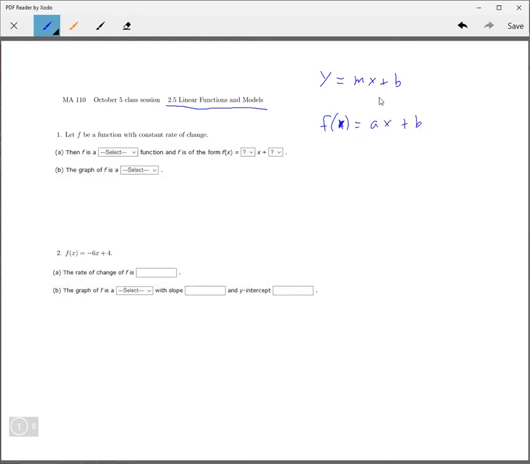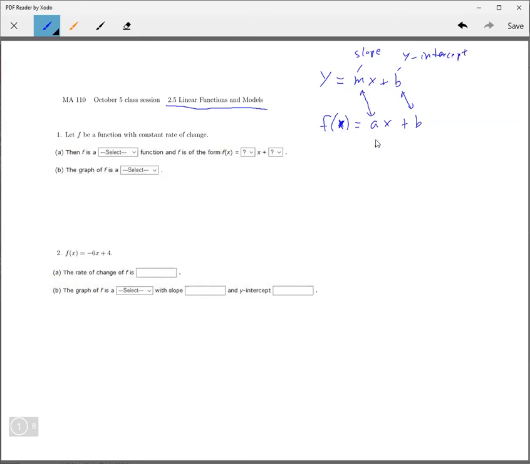Now, with a linear function, the slope m of a line corresponds with the linear function's variable a here, and then these also correspond. If it's the equation of a line, this is known as the slope, and this is known as the y-intercept.